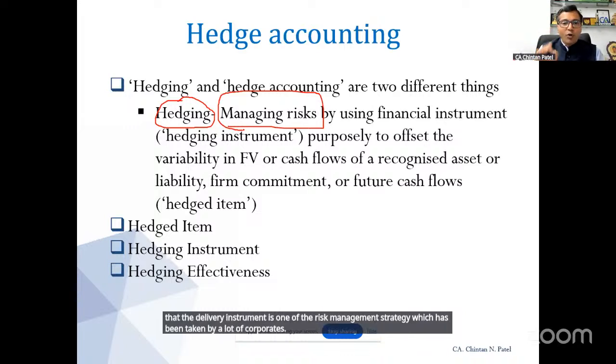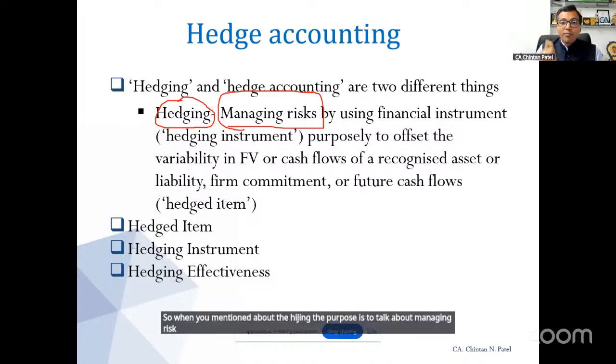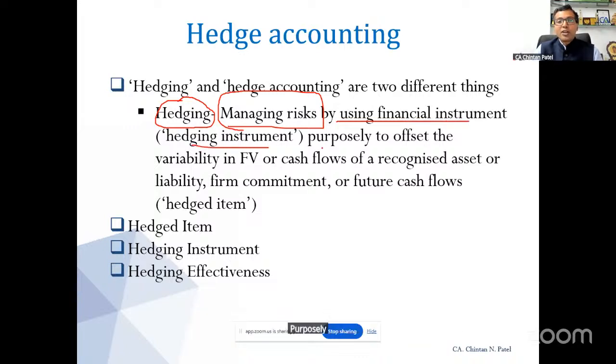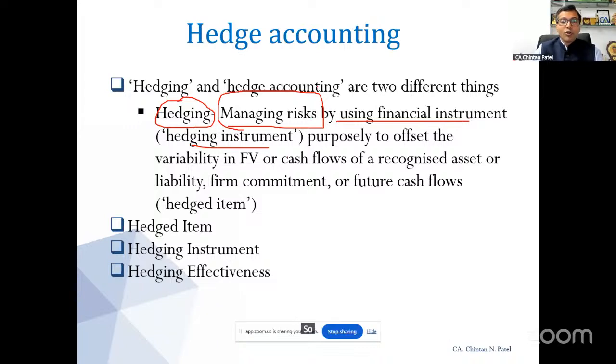So when you mention hedging, the purpose is to manage risk by using financial instruments, a hedging instrument, purposely to offset. So you want to manage the risk of change in fair value, the risk of change in cash flow, or the risk of change in cash flow or fair value because of firm commitment or future cash flow items. So that is hedging.